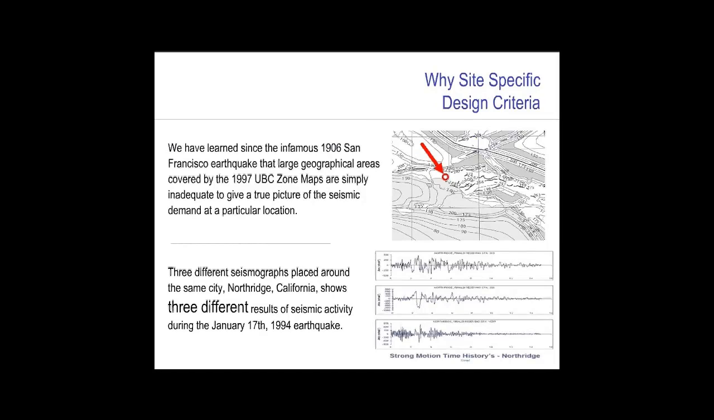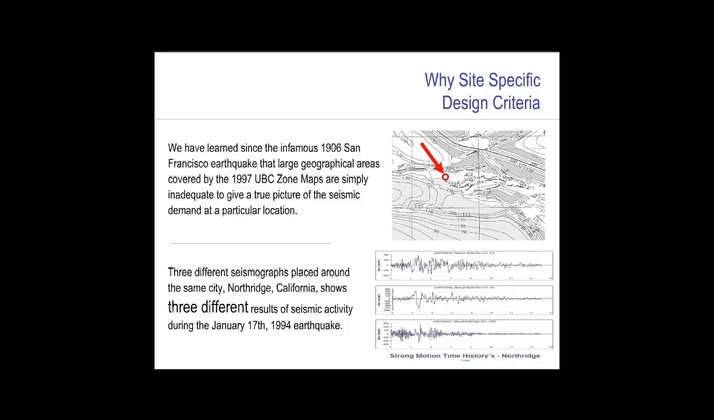We have learned from the infamous 1906 San Francisco earthquake and from recent seismic activity. Large geographical areas covered by the outdated 1997 UBC zone maps are simply inadequate to give a true picture of the seismic demand at a particular location. Here's why. This information is from 3 different seismographs placed around the same city, Northridge, California, which clearly shows 3 different results of seismic activity during the January 17, 1994 earthquake.